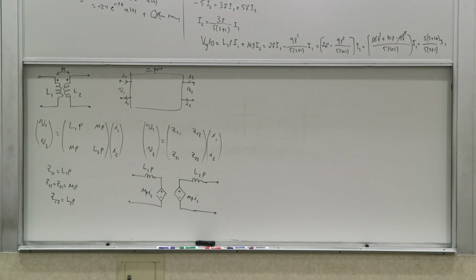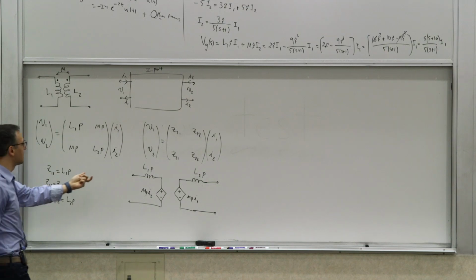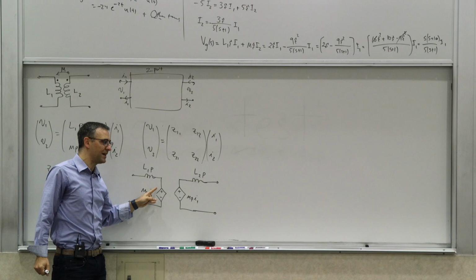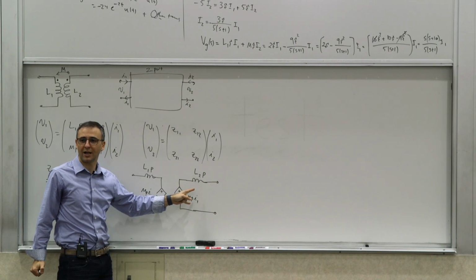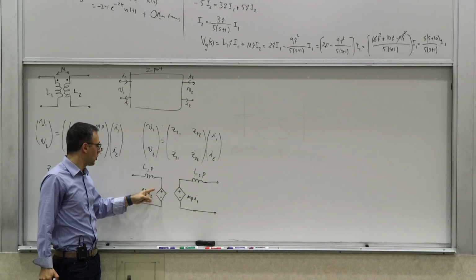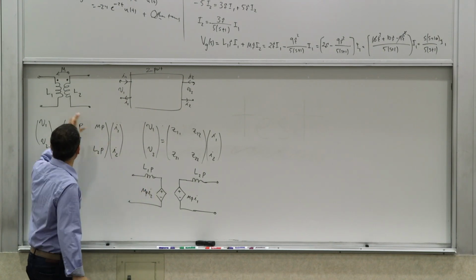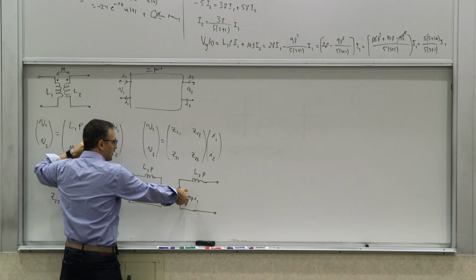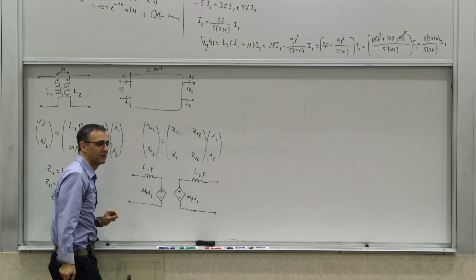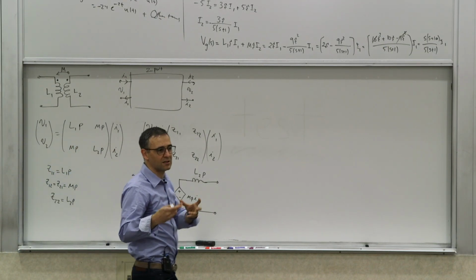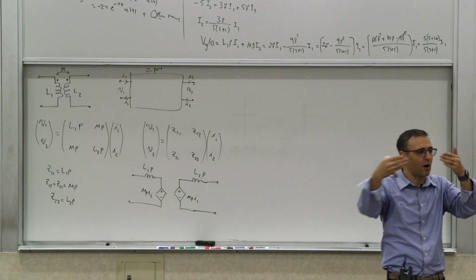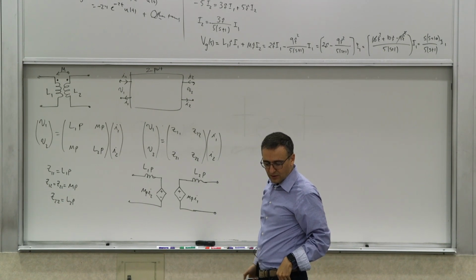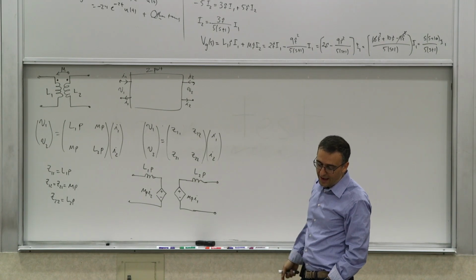So you can think about a transformer as two inductors, the primary inductor and the secondary inductor, with a dependent voltage source that depends on the current of the other port. There's a voltage induced in the primary due to the current of the secondary, and a voltage induced in the secondary due to the current in the primary. So that's what the transformer does. It captures that these parts are coupled to each other. And because of the reciprocity of the transformer, which we haven't proven yet, this coupling is related to M in both directions.